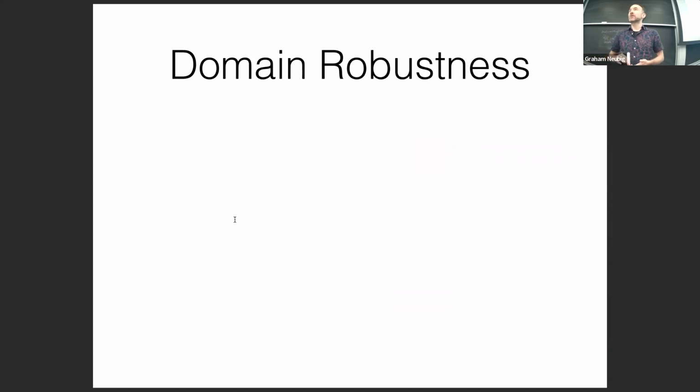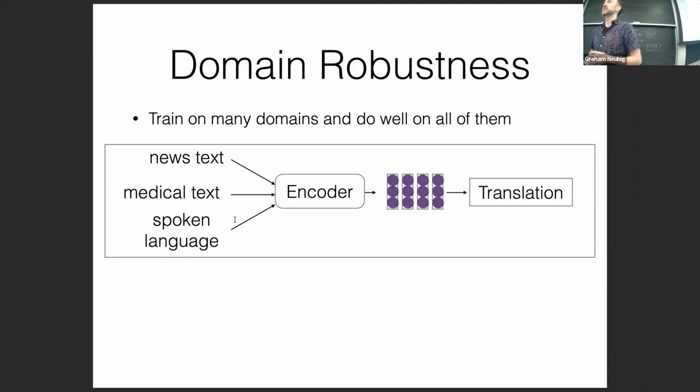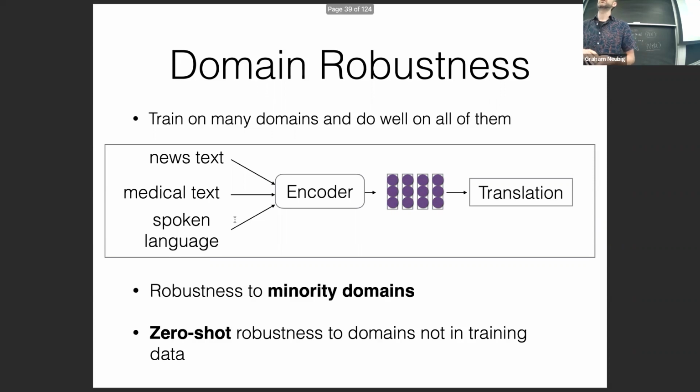Another thing that we need to worry about is domain robustness. And domain robustness is basically training on many domains and trying to do well on all of them. And actually, in practical settings, this is often more important or equally important as doing domain adaptation, because, for example, let's say you're a big company and you have lots of users or clients. You very often will not know, let's say you're running a web translation service, where the text came from. And so you want to be robust and be able to translate text in different domains as well. In order to do this, you need robustness to minority domains, zero-shot robustness to domains that are not in the training data.